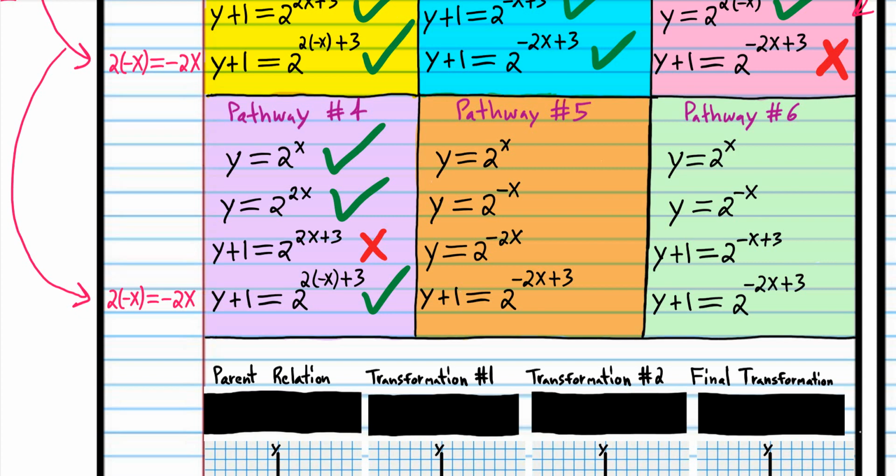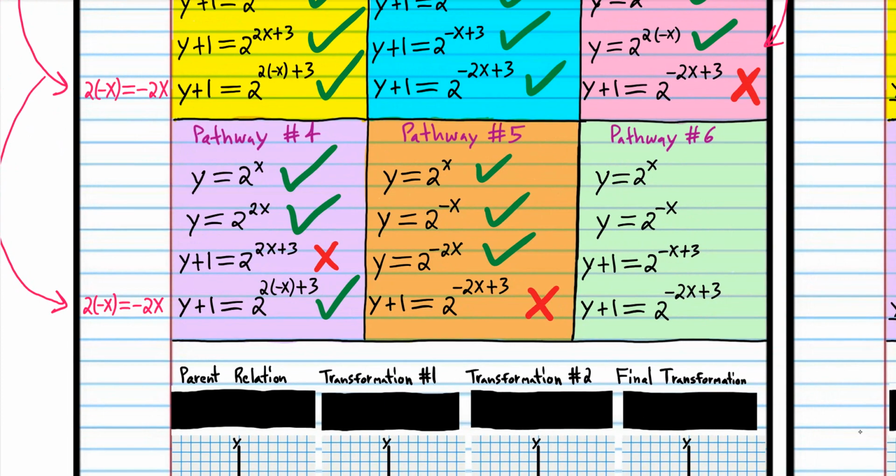It complicates things. Now, pathway number 5, we're going to start with the parent equation. We're going to replace x with negative x. That tells us to reflect across the y-axis. Then we're going to replace x with 2x. That tells us to divide all the x values by 2. And then we have the problem. We're going to add 3 to negative 2x. The transformation properties don't tell us what to do if we add 3 to negative 2x.